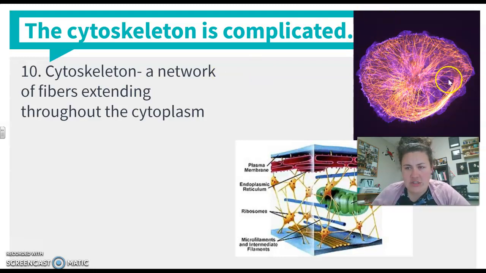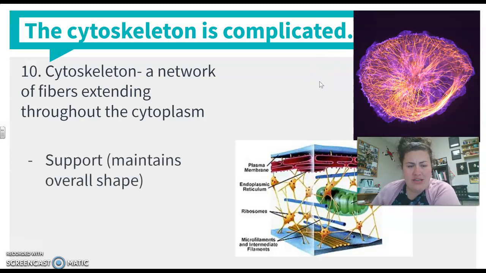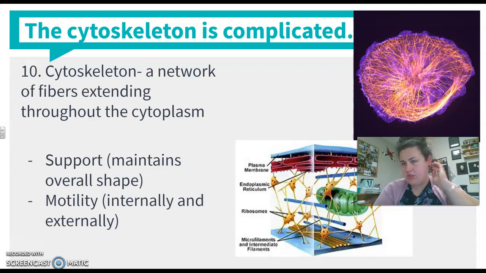So I love this picture. It's really cool. They have colored the cytoskeleton this yellowy color so you can see it really looks like a big spider web on the inside of the cell. Primary function is just to support the cell. It helps it maintain its shape. It helps it move around both internally and externally. So at some point we'll watch a video, but stuff just kind of walks across the cytoskeleton on the inside.